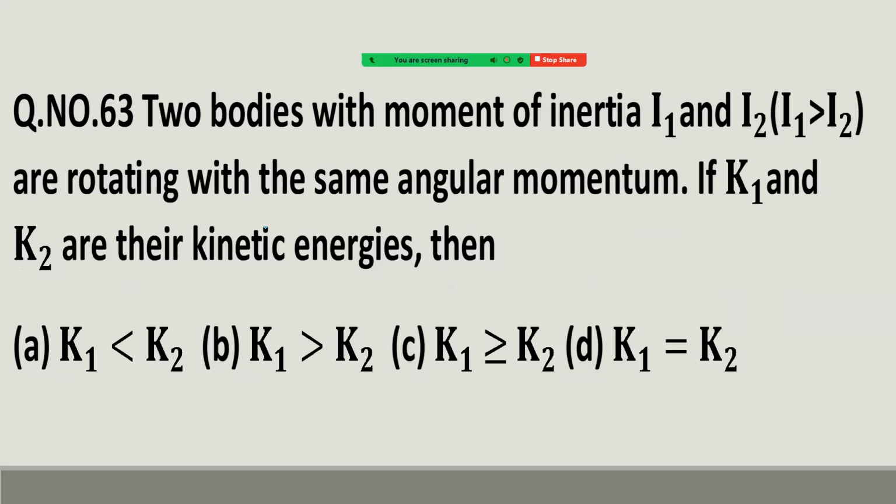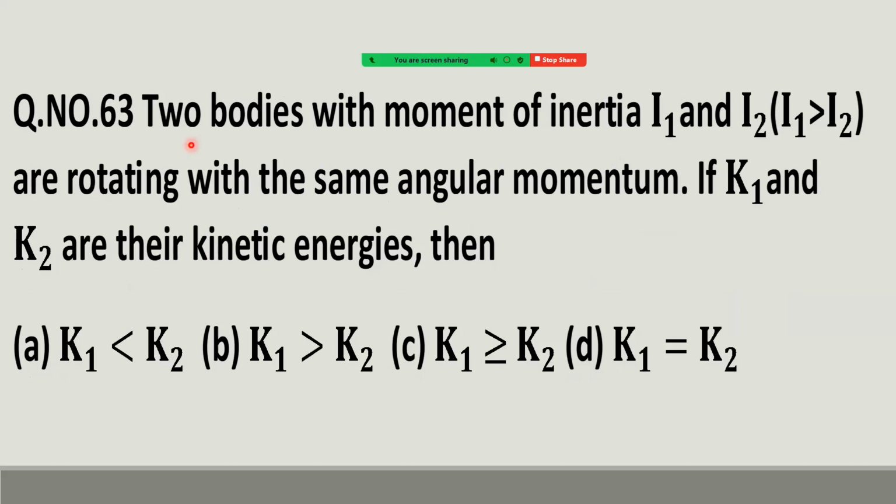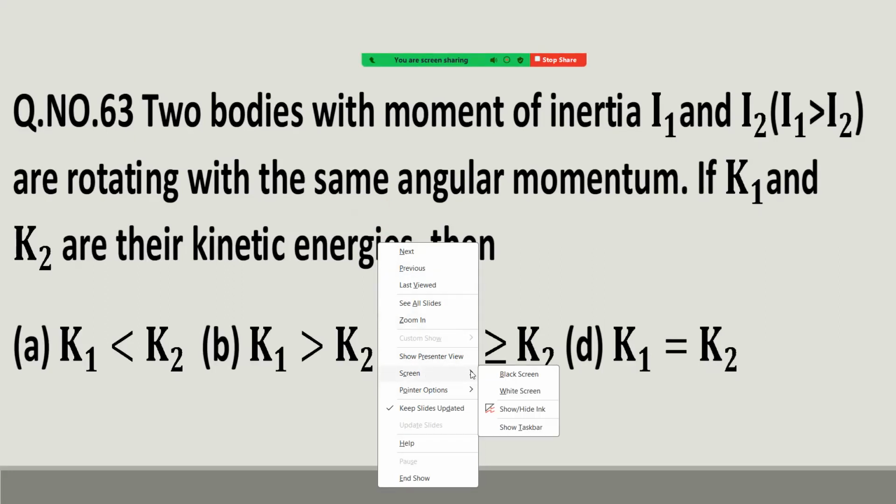See the next one. See the question given. Two bodies with moments of inertia I1 and I2, with the condition I1 greater than I2, are rotating with the same angular momentum. If K1 and K2 are their kinetic energies, then, given moment of inertia and kinetic energies with the same angular momentum, L value the same, see how to decide this.